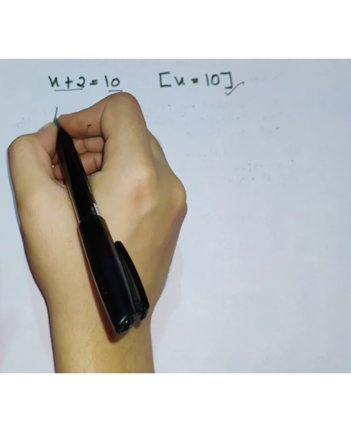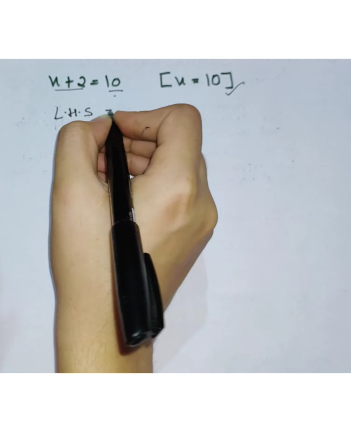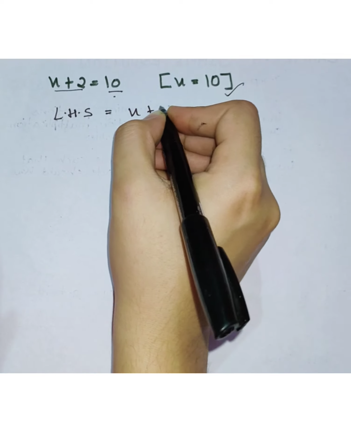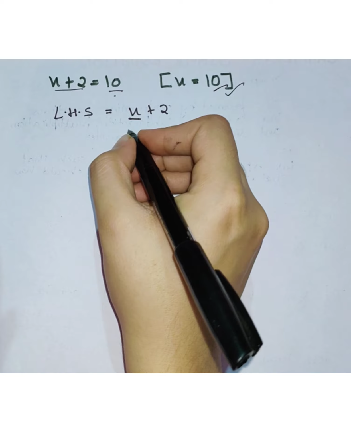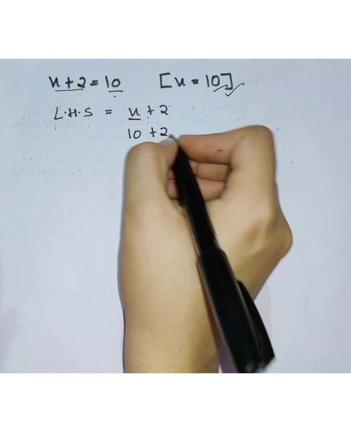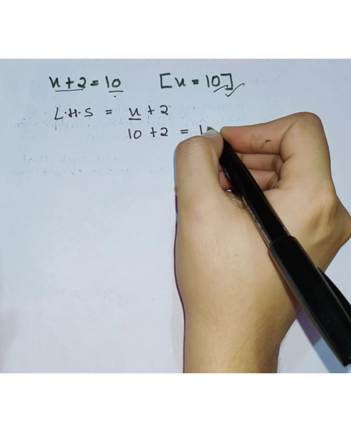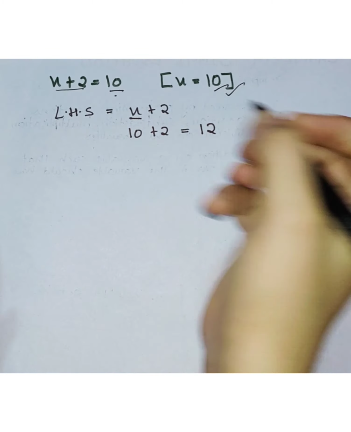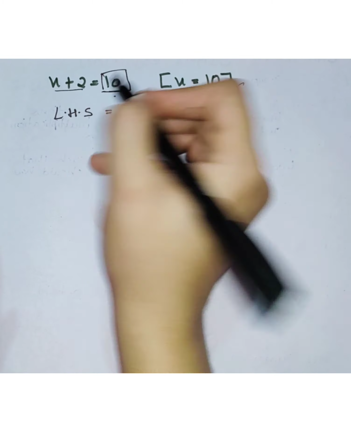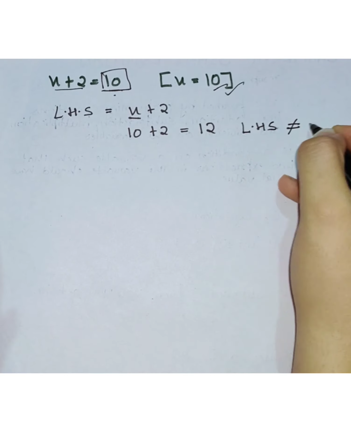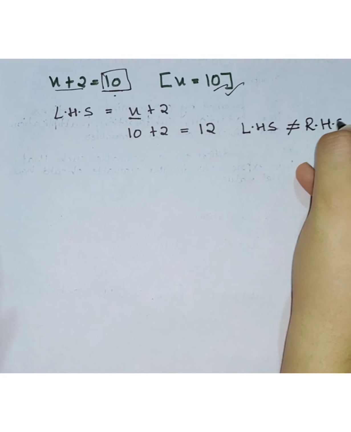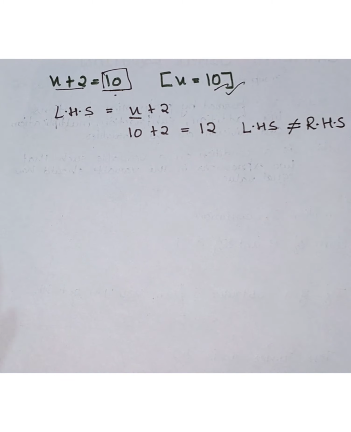So we will take the left hand side first, which is x plus 2. So in place of x, what is given? 10. So we will put 10 plus 2. This will be equal to 12. But our right hand side is 10. So you will write left hand side is not equal to right hand side, or you can also write x is equal to 10 does not satisfy the given equation.